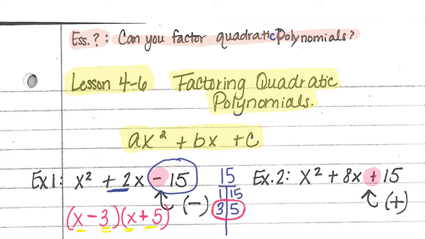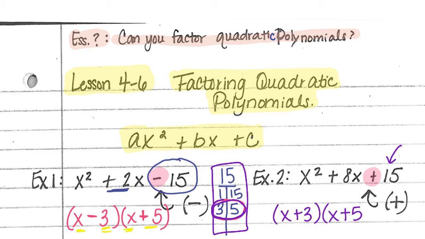All right, the next one is add. So this is a little easier. We already have the factors of 15 written here, and they're asking us for the factors of 15 that add to be 8. Well, guess what? It's still that 3 and 5. So I'm going to have an x plus 3 and an x plus 5.